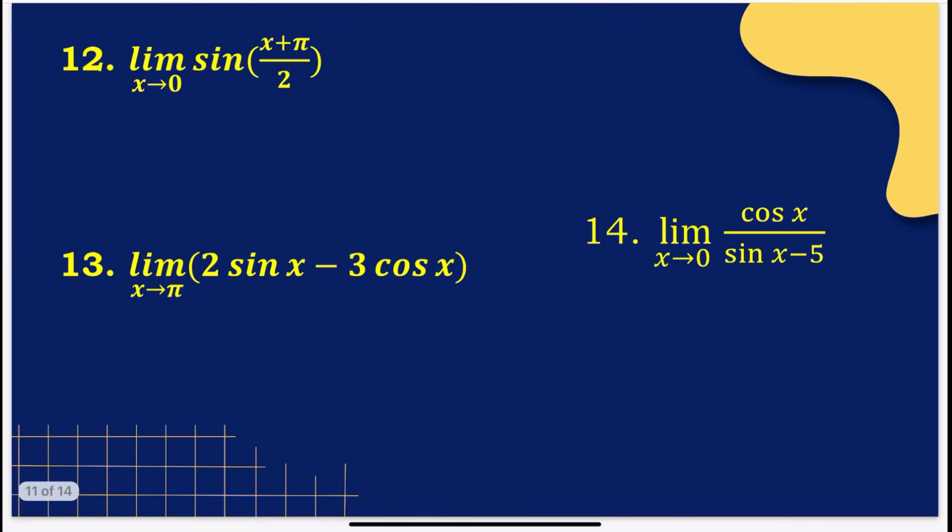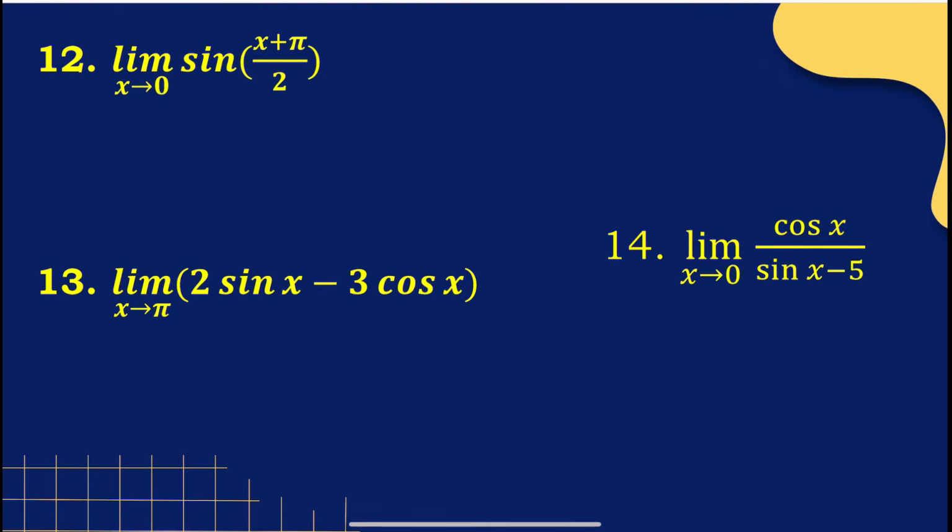Let's have an example. The limit of sine of x plus pi over 2, where x approaches 0. So substitute 0 to x. So this will become sine of 0 plus pi over 2. Then 0 plus pi over 2 is equivalent to pi over 2.